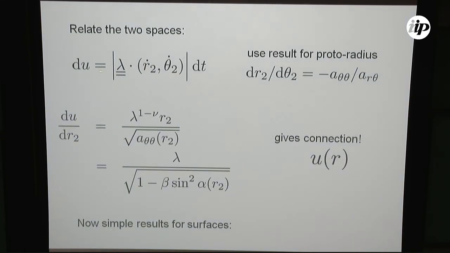The increment in distance in the shell is just the increment along the transformed tangent vector times the incremental change in the parameterization. I can analyze this by using my result for the proto-radius, which tells me how these two depend on each other. So if I put that into here, taking out a factor of dt and shifting over the dr2 here, and putting in the determinant of the metric tensor.